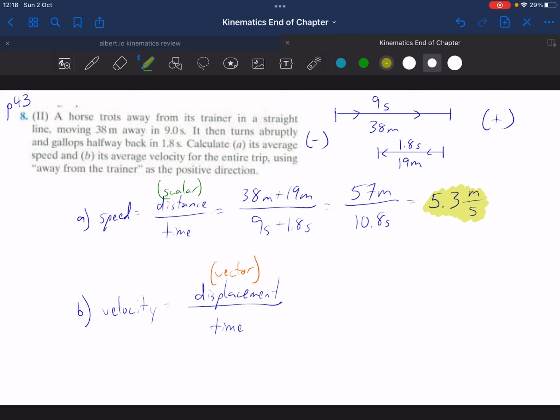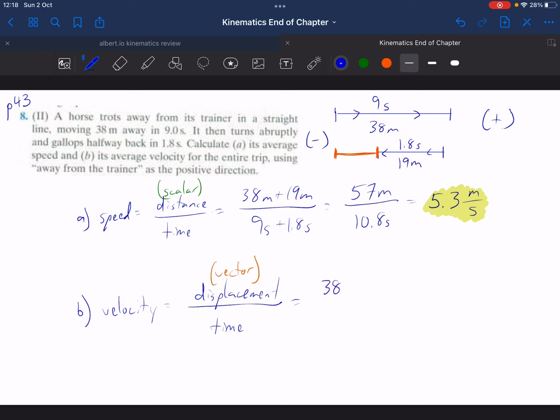Okay, now if we try to calculate the average velocity, velocity is a vector. So velocity and displacement are both vectors, and they both have direction. So now we need to figure out the displacement. So we need to figure out this piece in orange here, because this is the distance from the start to the finish. We can figure that out pretty easily just by taking the total distance, 38 meters, and subtracting that 19 meters.